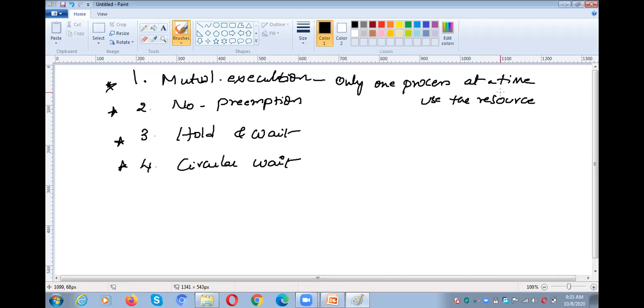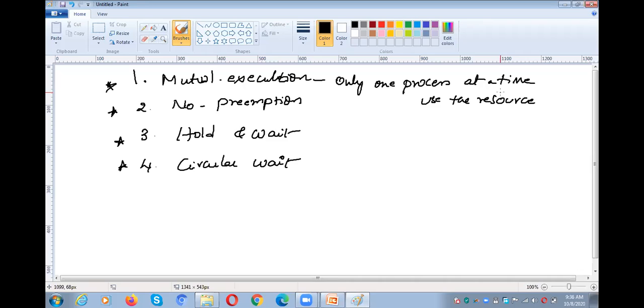And the next one is no preemption. What is no preemption? At the time of CPU scheduling algorithms, we had a discussion about preemptive and non-preemptive algorithms. No preemption means the process never releases the resource until the completion of its task.